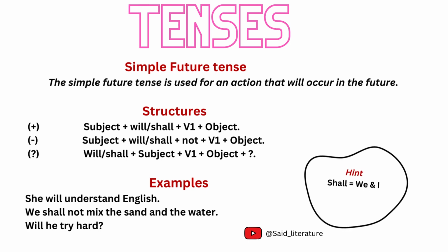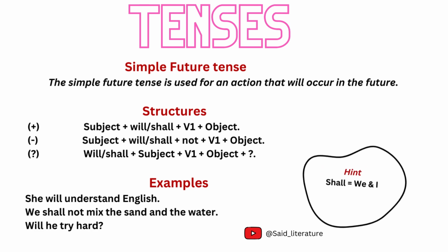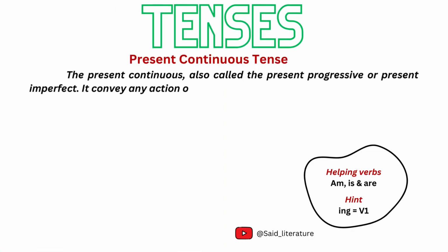For example, she will understand English. We shall not mix the sand and the water. Will he try hard? Note, there is a hint in this tense. Shall will be added when subject is we or I. Next is present continuous tense.